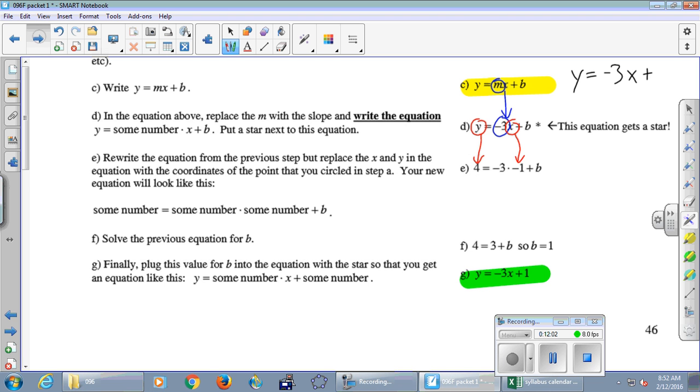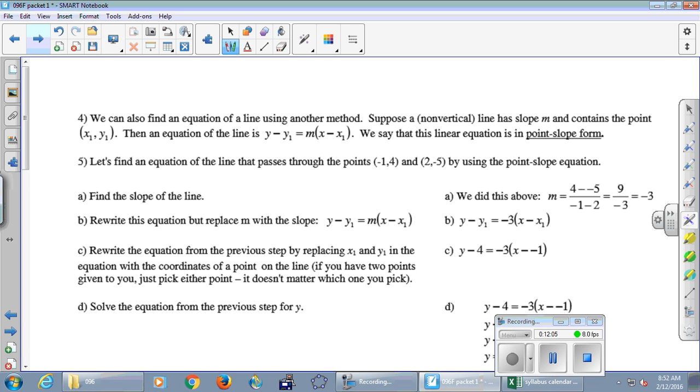Okay, next page. There is an alternative to the y equals mx plus b equation. Here it is. We can also find an equation of a line using another method. Suppose a non-vertical line has slope m and contains the point x1, y1. The ones down here at the bottom, the subscripts, are just supposed to indicate that it's the first point. There might have been a second point someplace down the road, but it's just telling you they are specific numbers as opposed to the variables x and y.